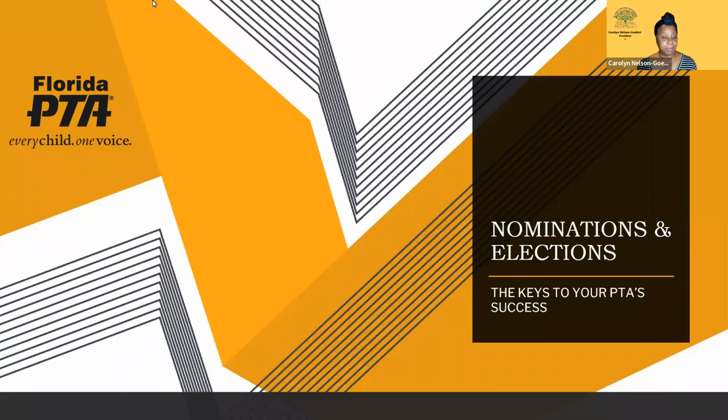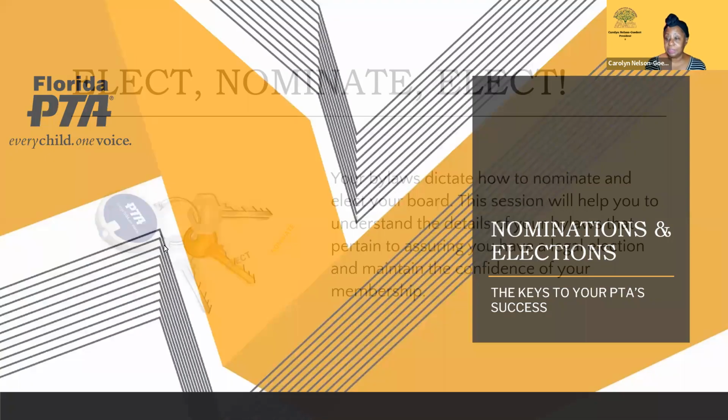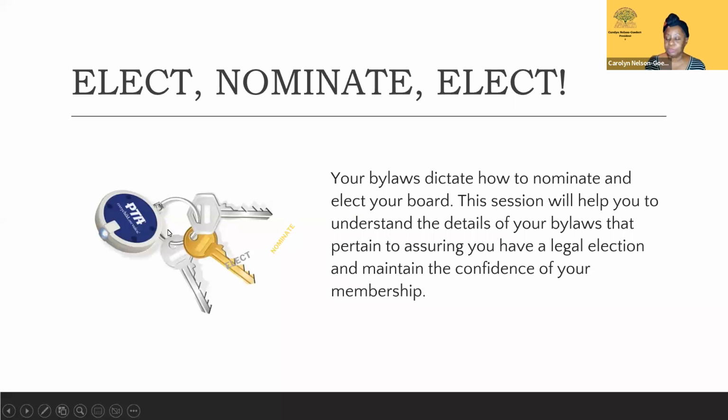So tonight we'll be talking about how you nominate the people who are running for office, running for your nominating committee, how you host the election for the nominating committee, how you nominate your officers, and how you elect those officers. Everything that you need will be found in your bylaws, which dictate how to nominate and elect your board. This session is to help you interpret your bylaws regarding those two areas.